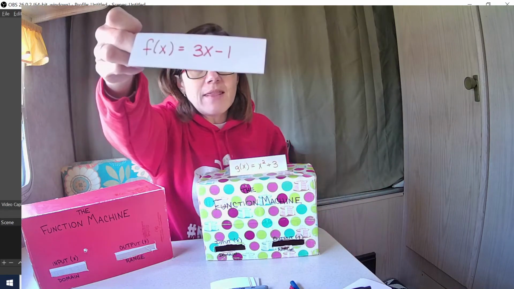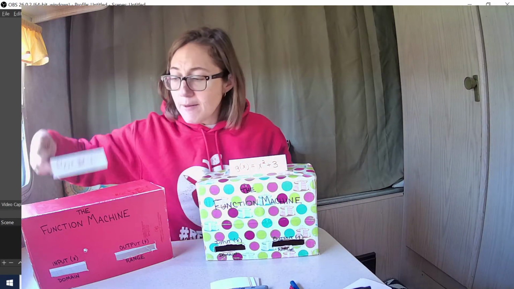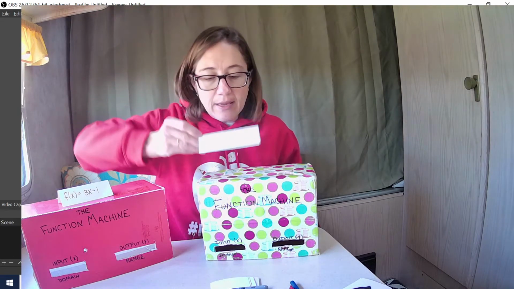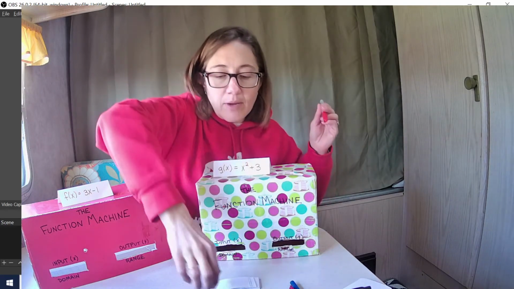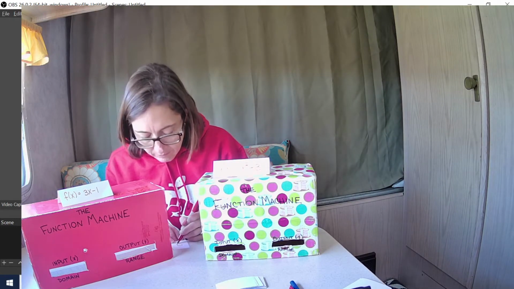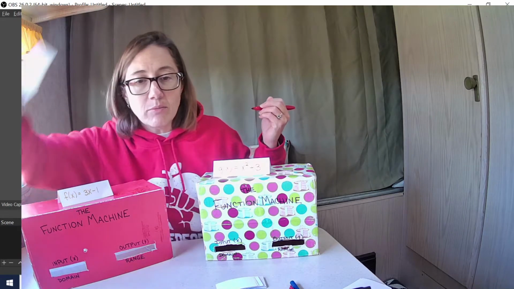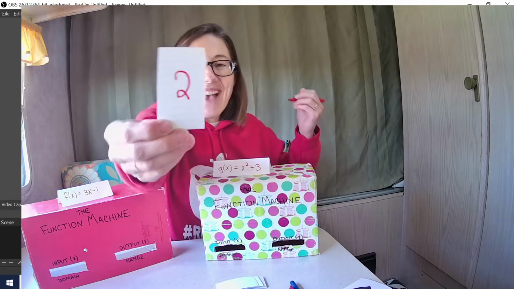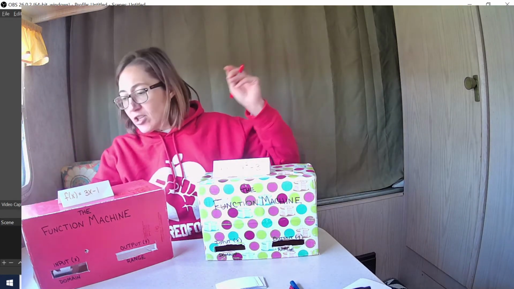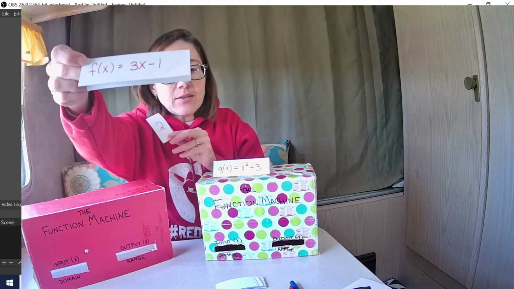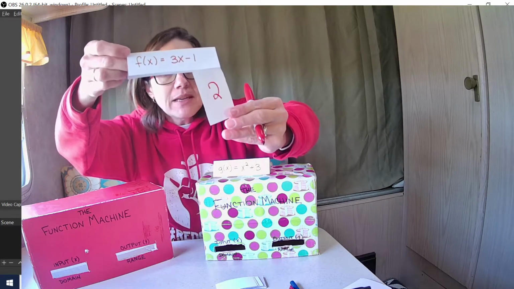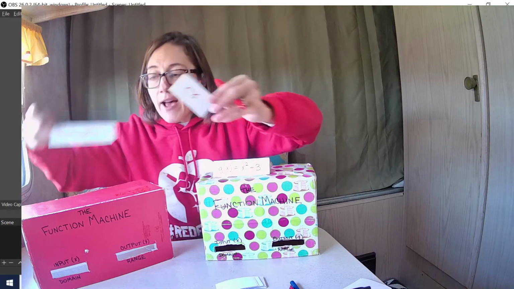So let me remind you that f of x is 3x minus 1, and g of x is x squared plus 3. Let's say we are going to use an input of, how about 2? So 2 is our input, and it's going to go into f of x. What does this function do when it gets a 2? Well, it's going to take that 2 and multiply it by 3, and then subtract 1. So 3 times 2 is 6. Subtract 1, we'd be at 5.